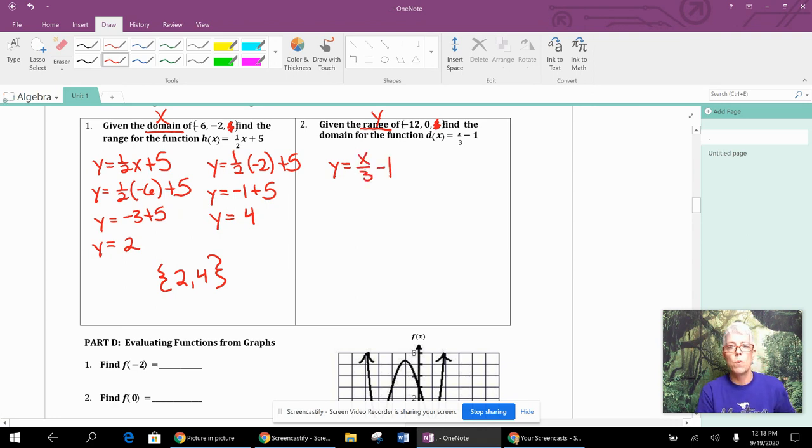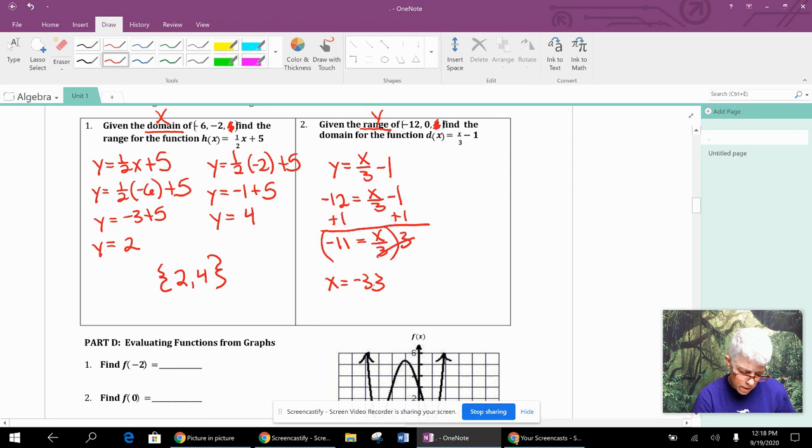And this time they gave me y. So they gave me the range. So I'm going to substitute it in at the y. So -12 equals x over 3 minus 1. Now, again, you could have cleared the fraction first. It's whatever. We'll all end up with the same answer. Again, I like to show it like that. If you want to show it a different way, that's totally okay.